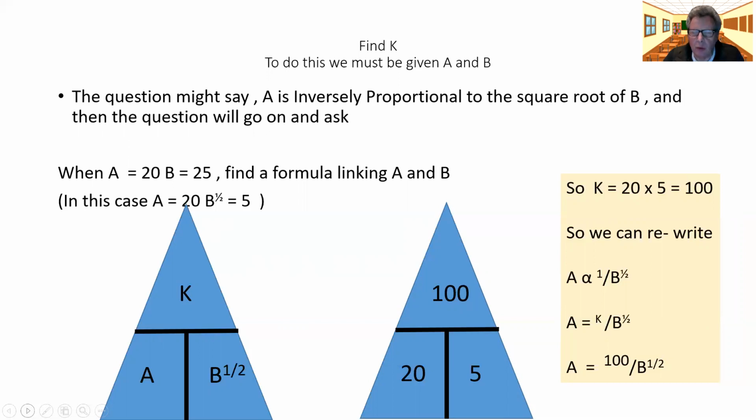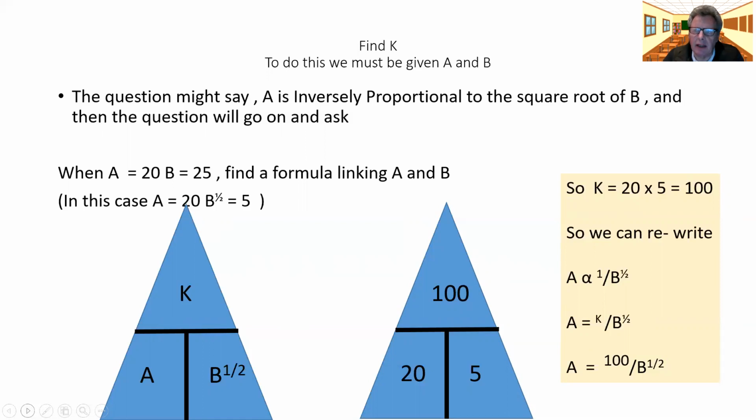We can put A is 20 in there. So to find K, we just do 20 times 5. So we found K now. So remember, we can rewrite A is proportional to 1 over the square root of B as A equals K over the square root of B. But we know K is 100, so the formula we want, and this is what you've got to write, is A equals 100 over square root B, or B to the half.